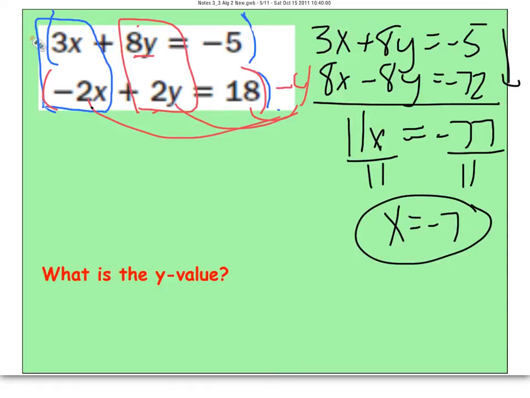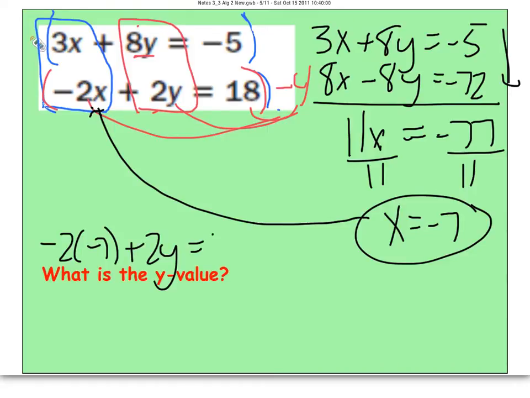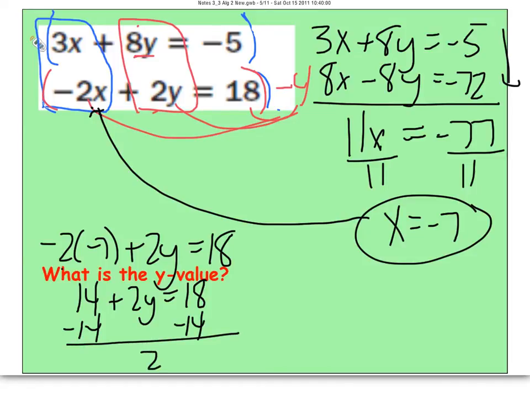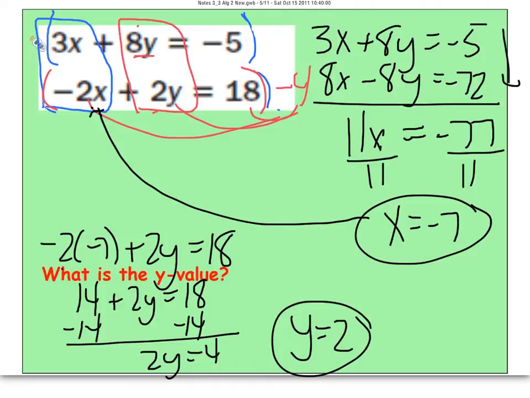To get the y value, I'm just going to take that x and put it right there. So I have negative 2 times negative 7 plus 2y equals 18. Negative 2 and negative 7 is positive 14. I'm going to subtract 14 and get 2y equals 4. Divide by 2. Y is 2. My ordered pair answer is negative 7, 2.